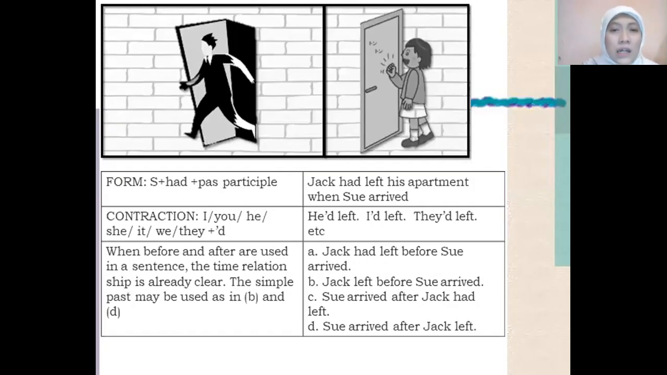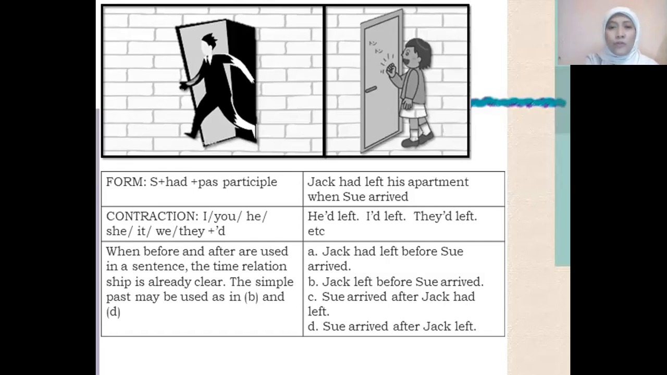Okay, let us see the formula of this sentence. The formula, because this is positive sentence, is subject, had, and past participle. Jack had left his apartment when Sue arrived. Yeah, subject Jack, and then had, the past participle left. When we use past perfect, we can also use contraction, bentuk singkatnya. For example, I had left. The contraction can be I'd left. He had left, he'd left. They had left become they'd left, and so on.